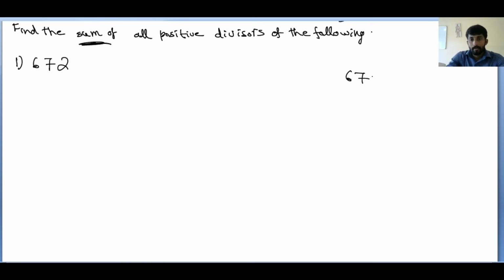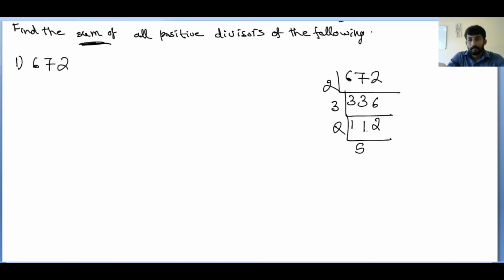Here take 672. Then see, 2 3s are 6. Again 1 is remaining, 12. So 2 6s are 12. 3 1s are 3, 3 2s are 6. Then start with 2. 2 5s are 10, 1 is remaining, so 2 6. Again, 2 2s are 4, 1 is remaining, 16. 2 8s are 16. 2 4s are 8. Next is 2 7s are 14.